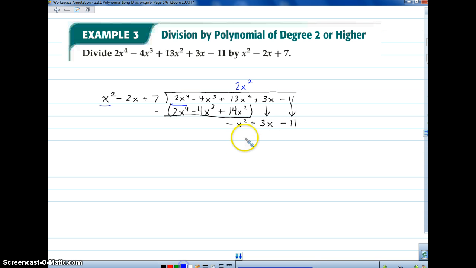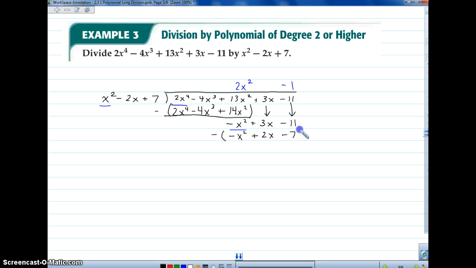And now we get to jump to the -x squared over here. So -x squared divided by x squared is -1. Because we got to skip this column, we're also going to skip this column in our answer. So we're pretty much at our solution now. We just need to distribute the -1 and see what's left over. So that's -x squared. -1 times -2x is positive 2x. And -1 times 7 is -7.